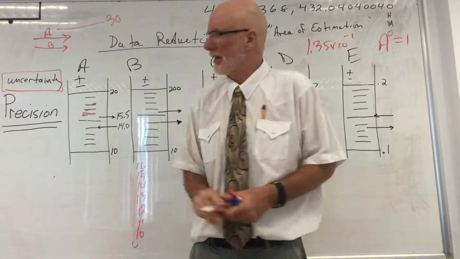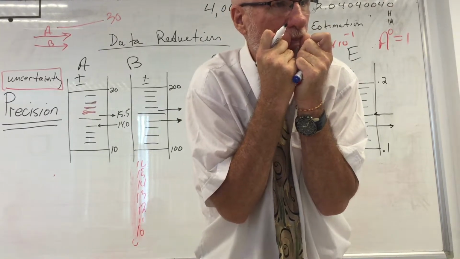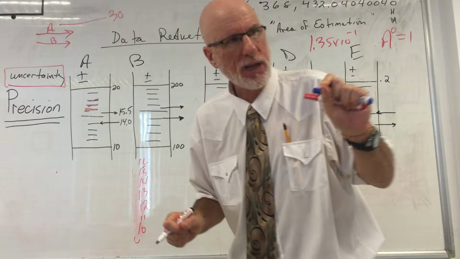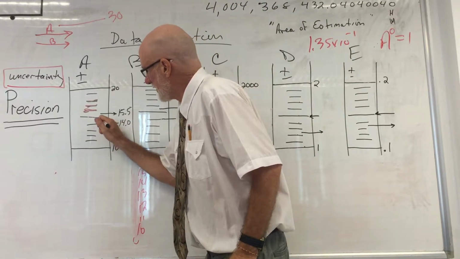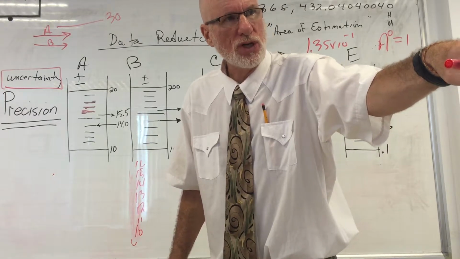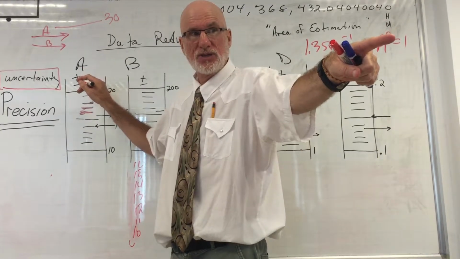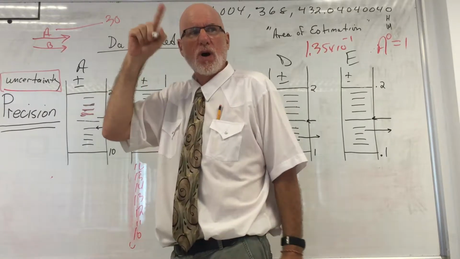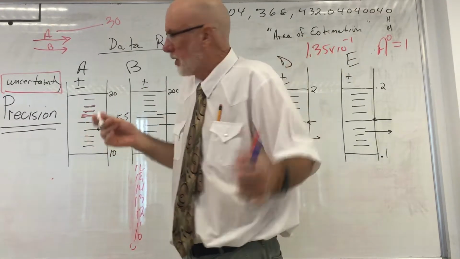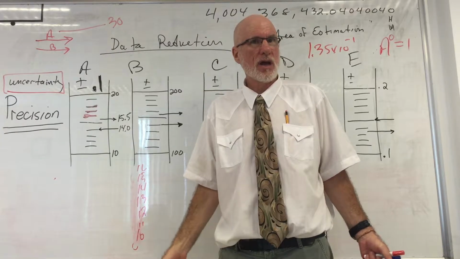Now, it might be a little off. It could be plus or minus, but what's the precision of that instrument? The precision is the estimation. What place value is the estimation? Tenths. That's the estimation. So how do you represent that estimation? Plus and minus. You have to use a 1, point something. How do you write 0.1? Point 0.1. Right? Yes.